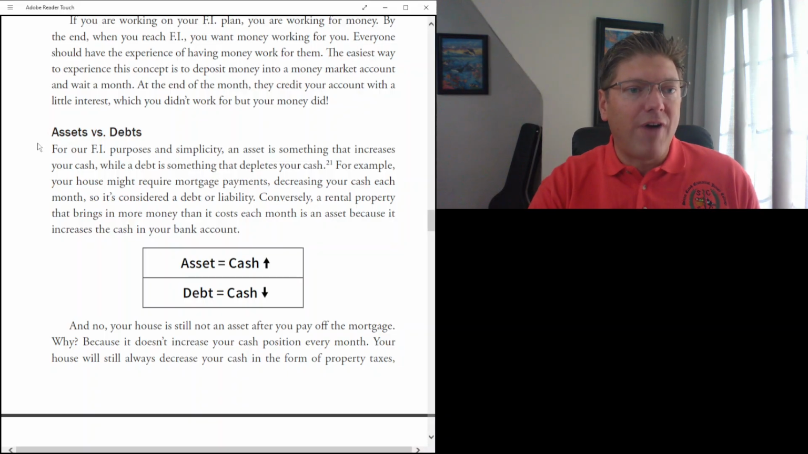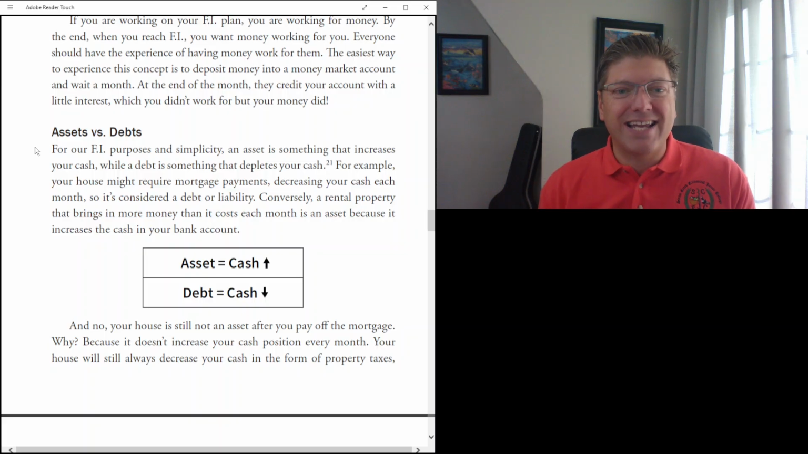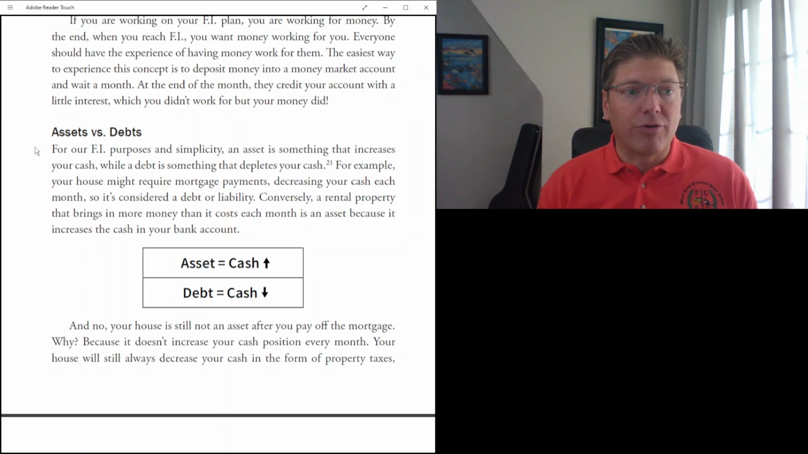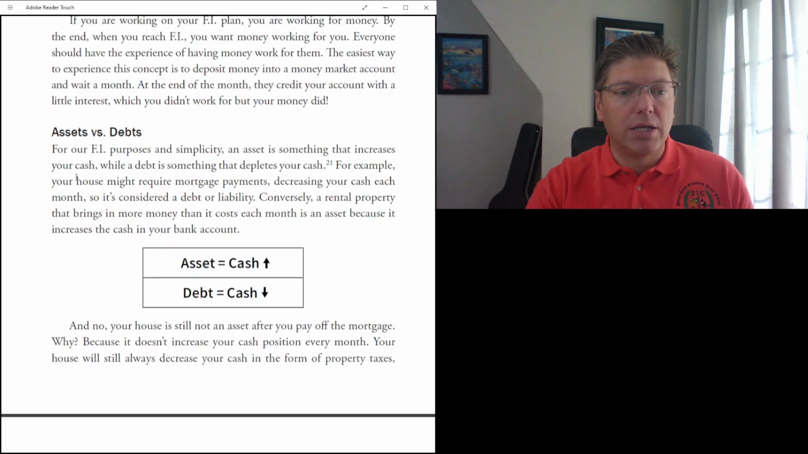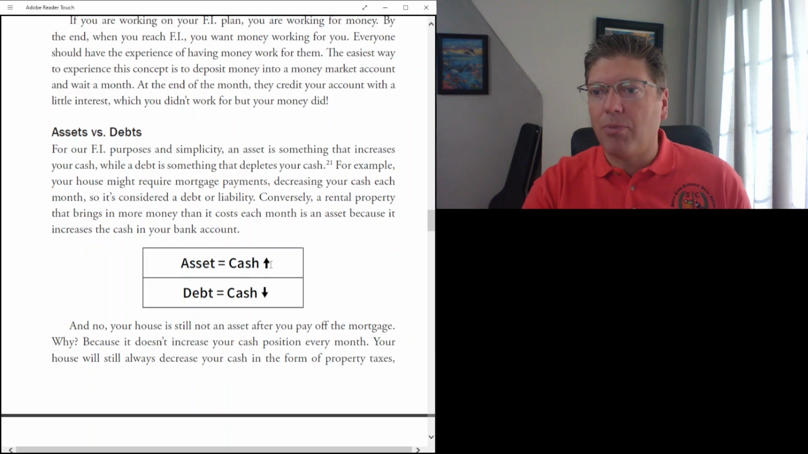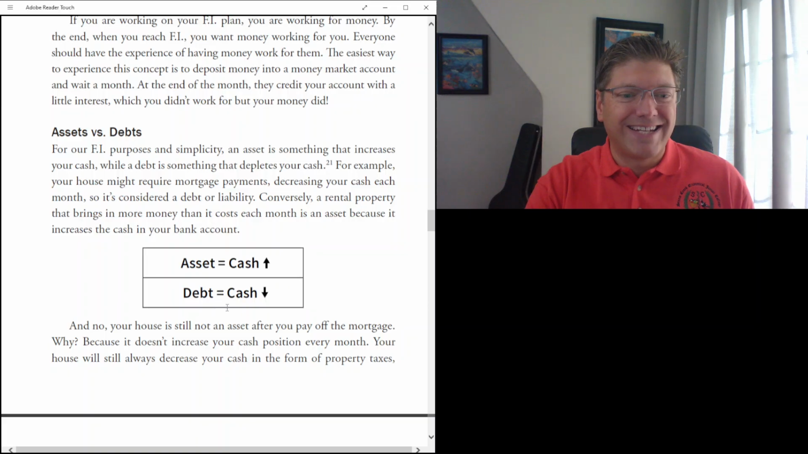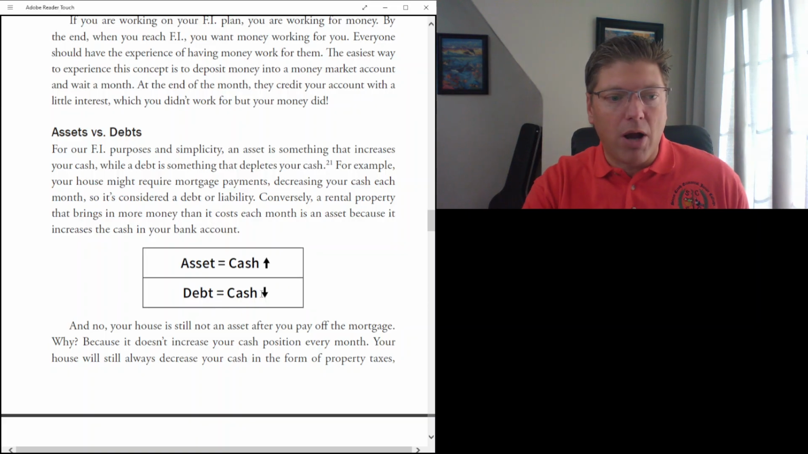Okay, for our purposes and simplicity, an asset is something that increases your cash, while a debt is something that depletes your cash. For example, your house might require mortgage payments, decreasing your cash each month. So it's considered a debt or liability. Conversely, a rental property that brings in more money than it costs each month is an asset because it increases the cash in your bank account. Right? So we just have this little picture here, and it says assets equals your cash going up, more money going into your pocket. Debt, cash is going down, money's coming out of your pocket.